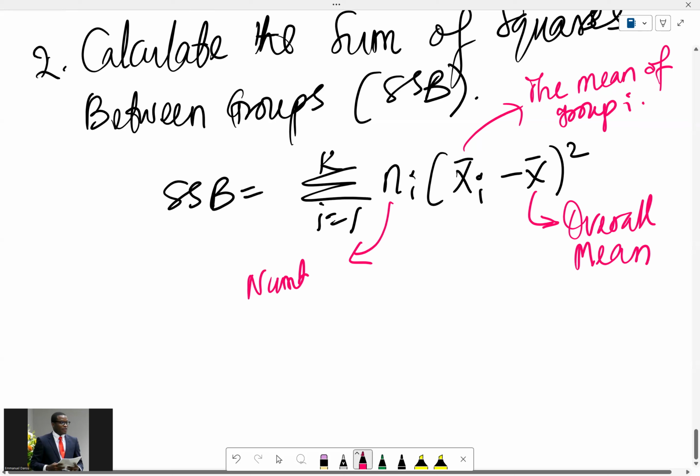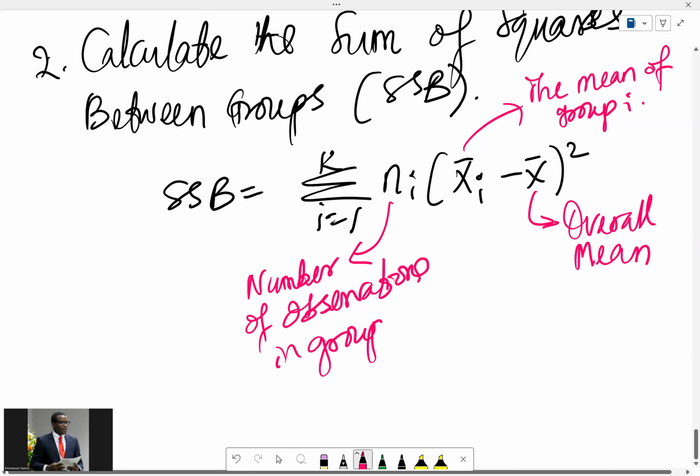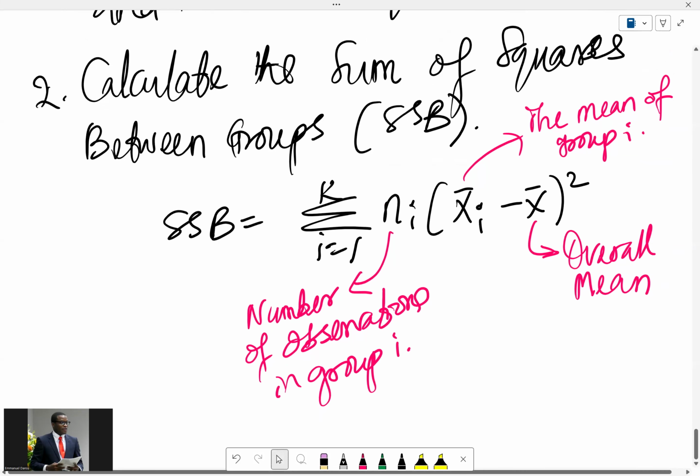Number of observations in group i. So if you have 3 observations in group 1, that'll be 3. N1 will be the number of observations in group 1, N2 is the number of observations in group 2, and so on. So that's what the formula looks like.